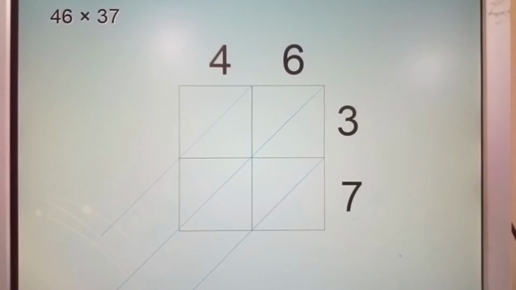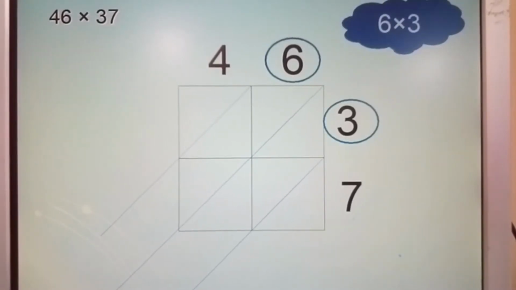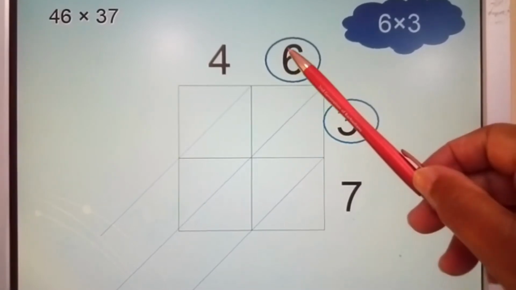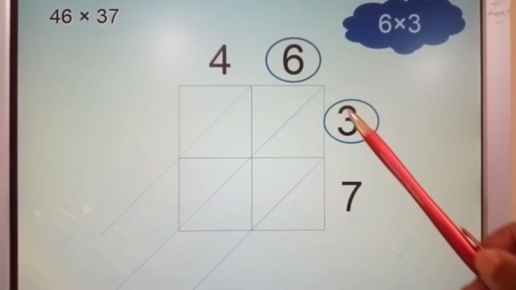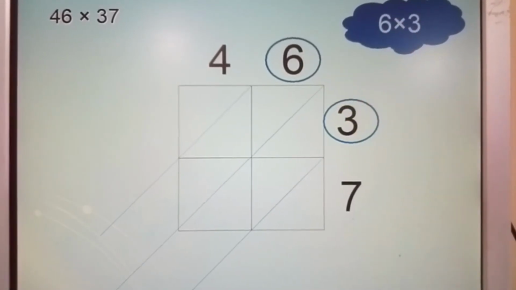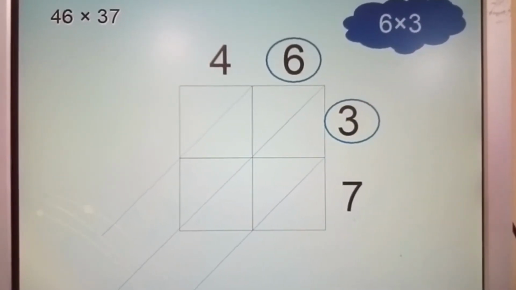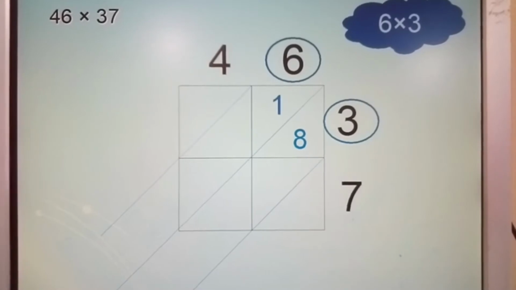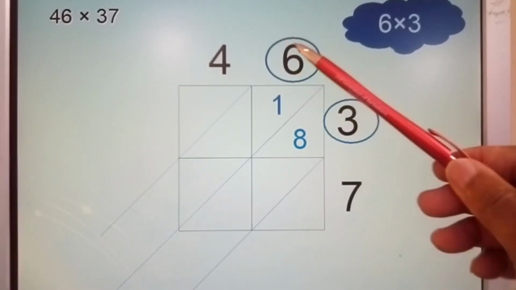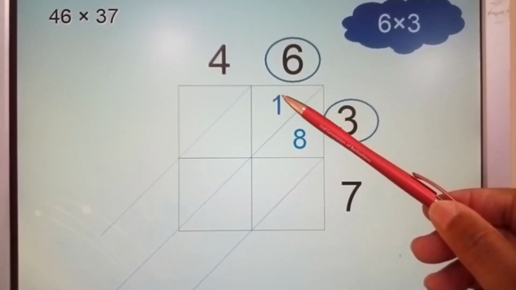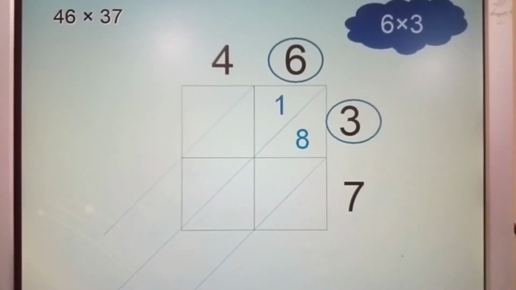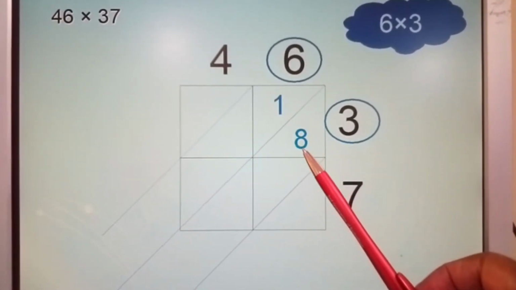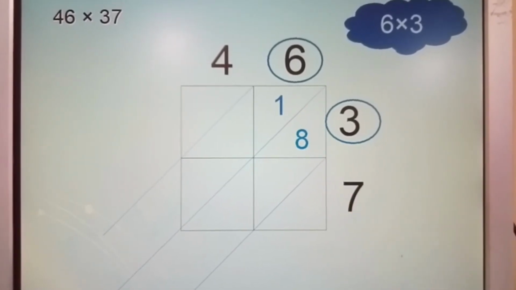The next thing we need to do is carry out our multiplication. We multiply 3 times 6 or 6 times 3, whichever you prefer, and that gives us 18. So we know 3 6s are 18, or 6 times 3 is 18. 18 goes into our first lattice frame, and that is now 18.